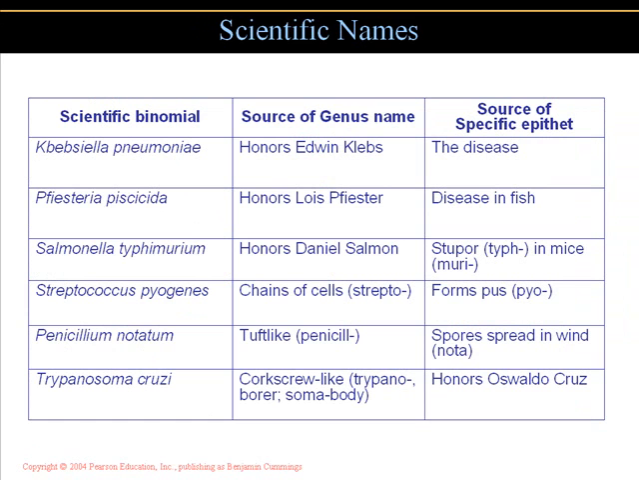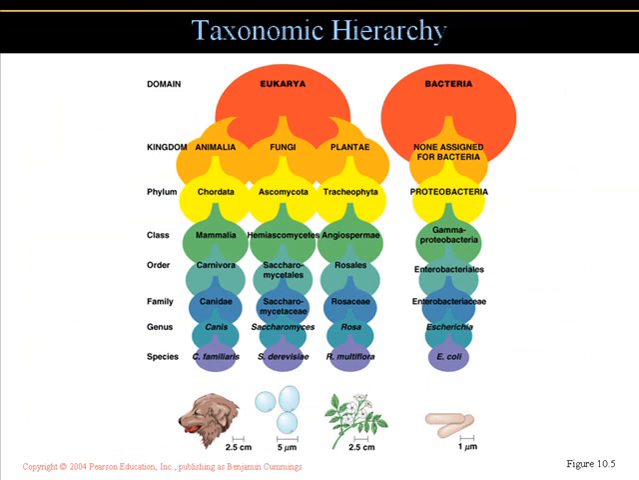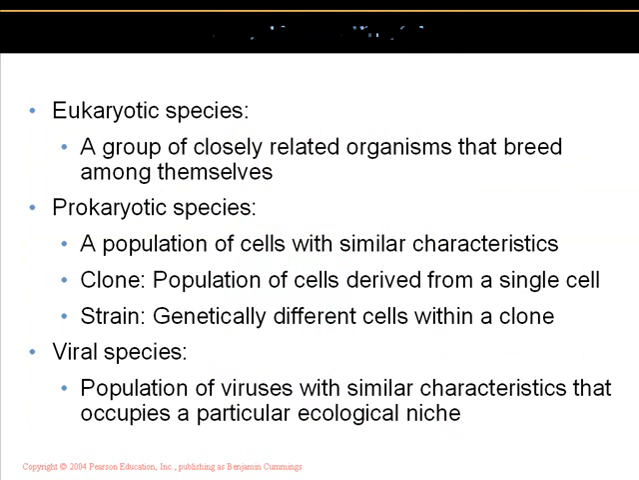So we also want to talk about and recognize the scientific names of various microorganisms and how they're related. In species definitions, we talk about eukaryotic species. These are groups of organisms that breed amongst themselves. Prokaryotic species, again, are a population of cells with similar characteristics. Clone refers to a population of cells that are derived from a single cell.